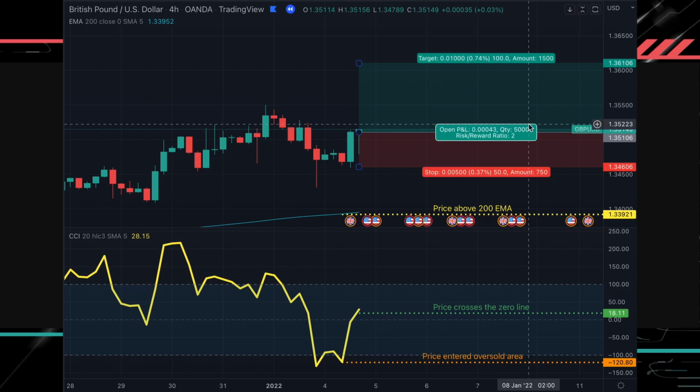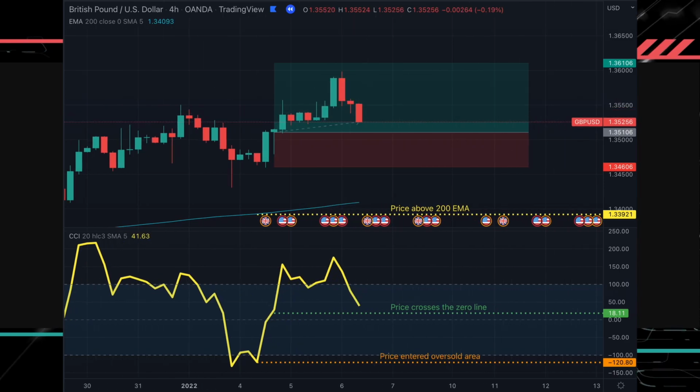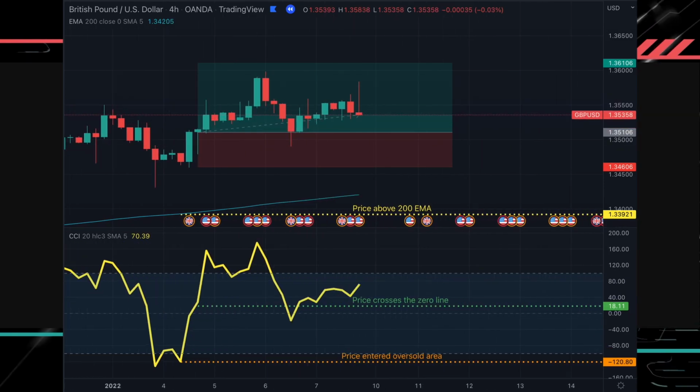For this example, we will set our stop loss at 50 pips and our take profit at 100 pips. This will give us a risk to reward ratio of 2. After trading for a while, the trade turns out to be a winner.